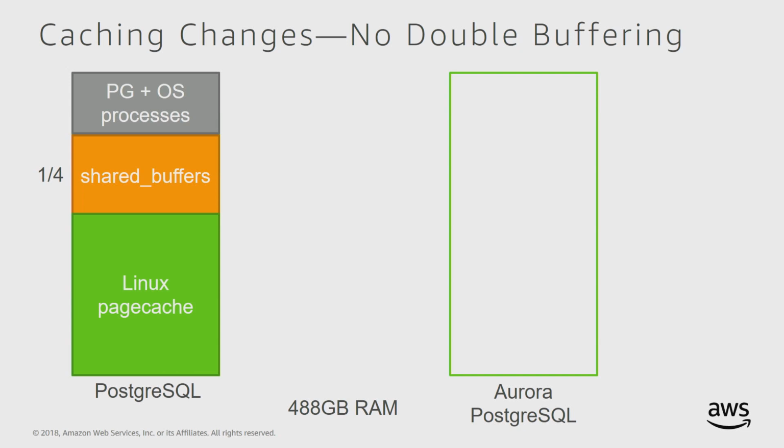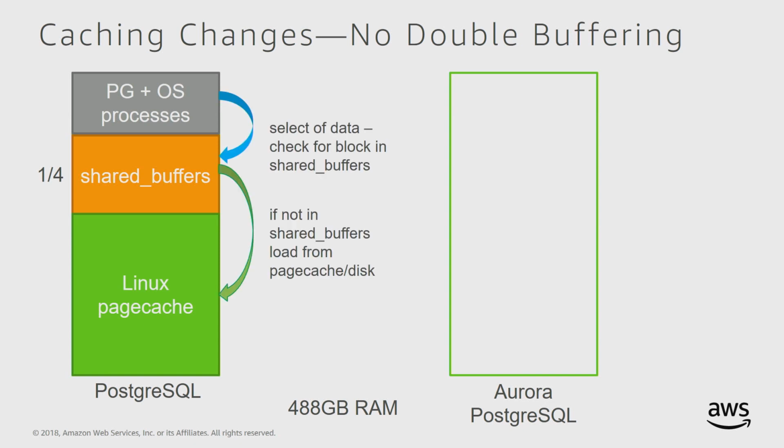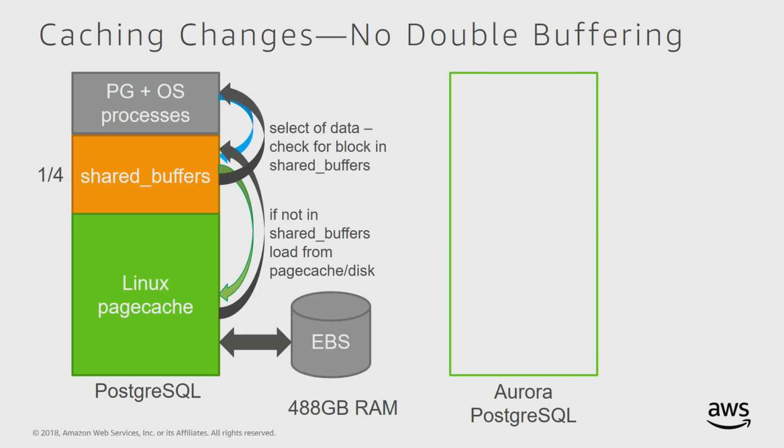When you do a read inside of Postgres and it says, I need that block to satisfy a query, it's going to check for it in the shared buffers, and if it's not there, it's going to ask for it from the disk, which will look in the page cache, and if it doesn't find it there, it'll get it from EBS and go all the way back, right? So there's either 1, 2, or sort of 3 hops to get your data.